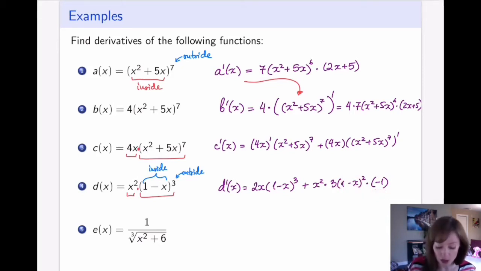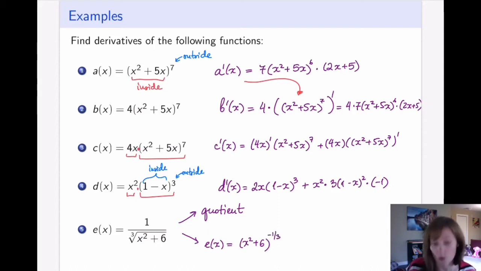Okay, and for the last question here, again, first take a look at it and figure out what kind of function this is. In this case, it looks like a quotient, so you can apply the quotient rule. That's one way to go. The other thing to maybe notice is that while it's a quotient, the top is just a constant. So I can actually rewrite this whole thing as a power. So it's the power of a cube root on the bottom. The cube root itself is a power of 1/3. It being in the bottom means it's negative. So this whole thing is actually equal to x squared plus 6 to the power minus 1/3.